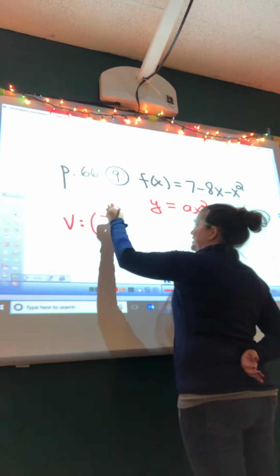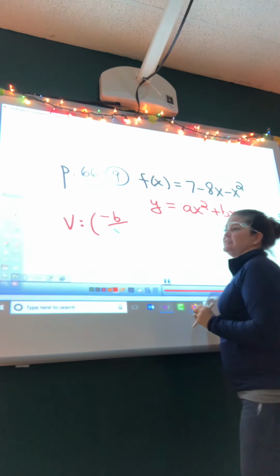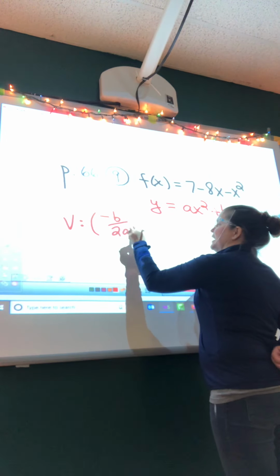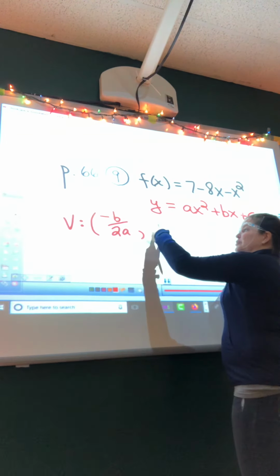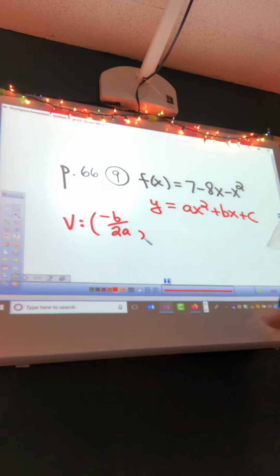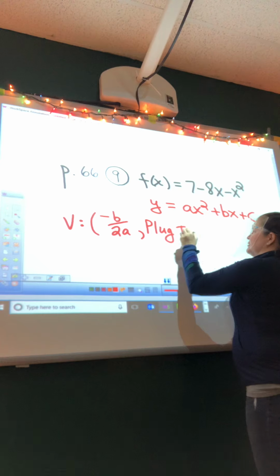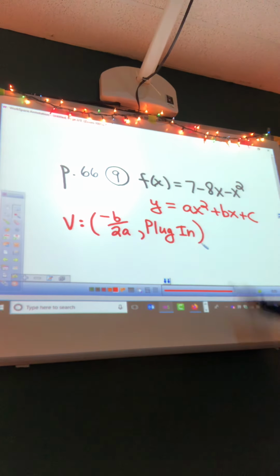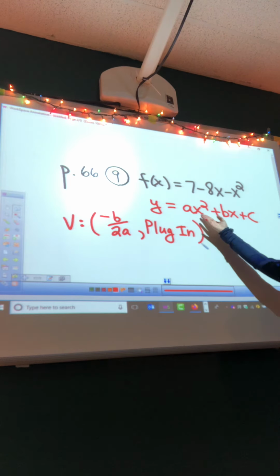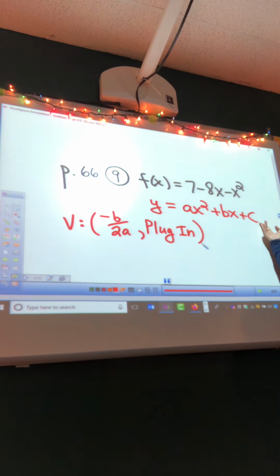Very good. So negative b over. Yep. And then once we find that x, what do we do to find the y? Plug it in. Very good. Well, if I look at my equation up here in the black, that doesn't even look like it's in the right form. I mean the right order, so to speak, right?